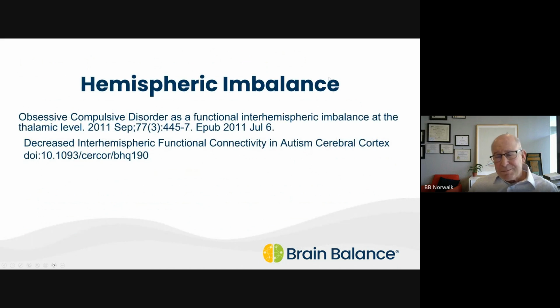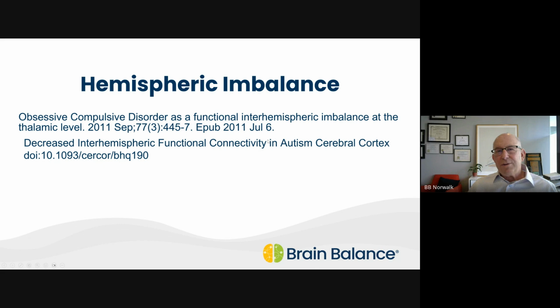We also need to understand that it's not just having the brain fire and wire together, but there's also a hemispheric imbalance. Again, we know we have a left side of the brain, we know we have a right side of the brain. It's important to understand, the left side and the right side of the brain do share a lot of the same traits, but there is and has to be a bias where the left brain has certain specializations and the right brain has certain specializations. OCD, obsessive compulsive disorder, has a functional interhemispheric imbalance at the thalamic level, published in 2011. There's a decreased interhemispheric functional connectivity in the autistic cerebral cortex.